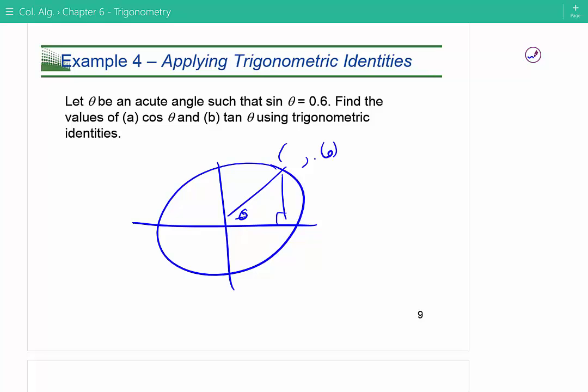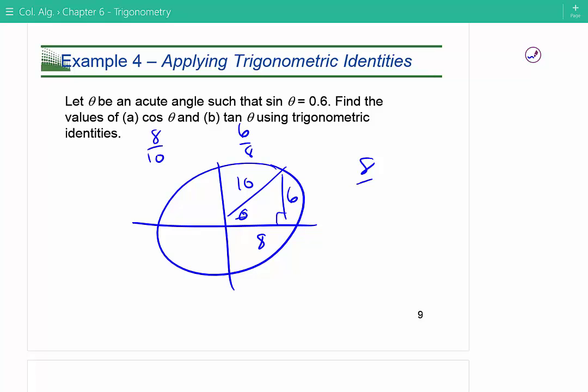Now the way I would do this is I would actually just make a reference triangle here and say sine is 6 over 10, opposite over hypotenuse, to get 0.6. Then I could do the Pythagorean theorem to find this side, and you'd find it to be 8. Now I could easily find cosine as adjacent over hypotenuse, so the cosine for part A would be 8 over 10. And the tangent for part B would be opposite over adjacent, which would be 6 over 8.